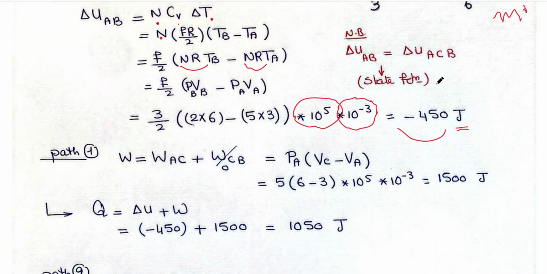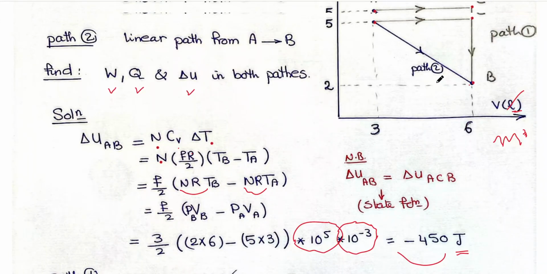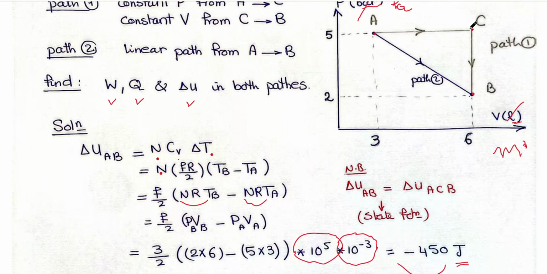Let's discuss path number one. Path number one is this path, which is constant pressure, then constant volume. Now I want to calculate the work done on this path. The work depends on the path because it's a path function. It depends on the path to the other point. It's the area under the curve.